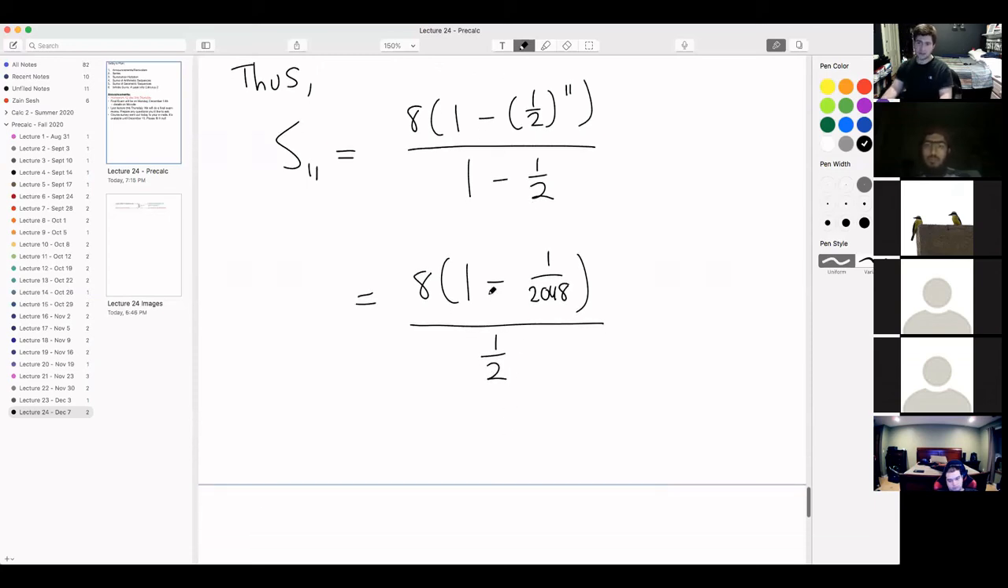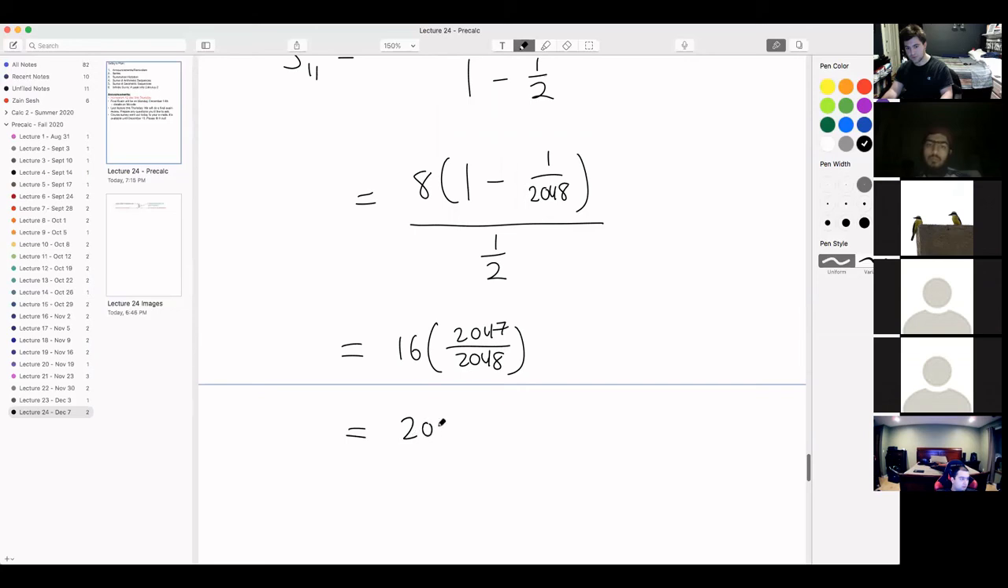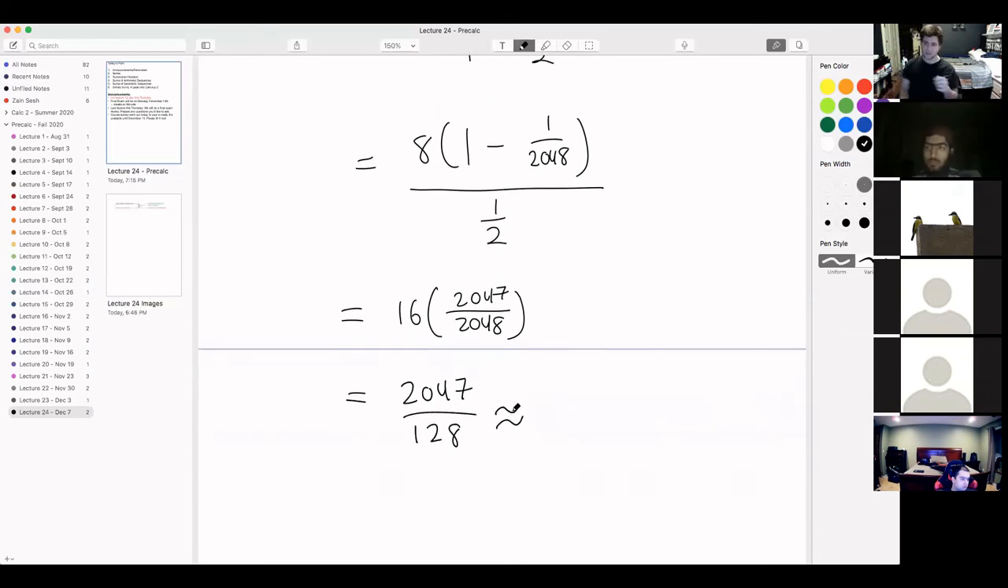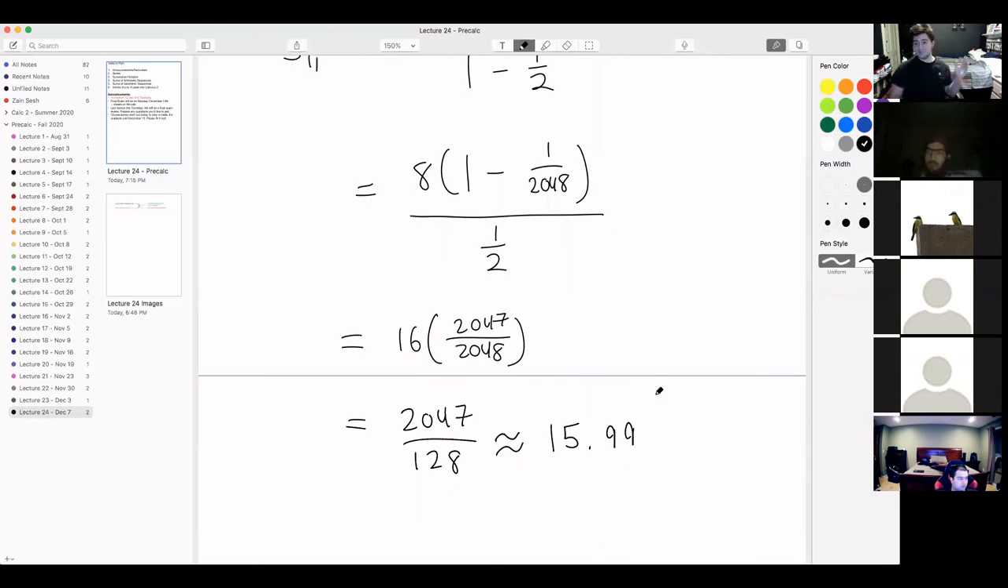All right, so I'm just doing some simplification. So this will come out to 16 times 2047 over 2048. And this is 2047 over 128, which is a rational number with a lot of decimals, but approximately it's 15.99. So how cool is that? That's the sum of the first 11 terms in this series that we just got with the formula. It's a lot quicker than actually doing the math manually and adding together the first 11 terms. All right, so these formulas for the series are very important.